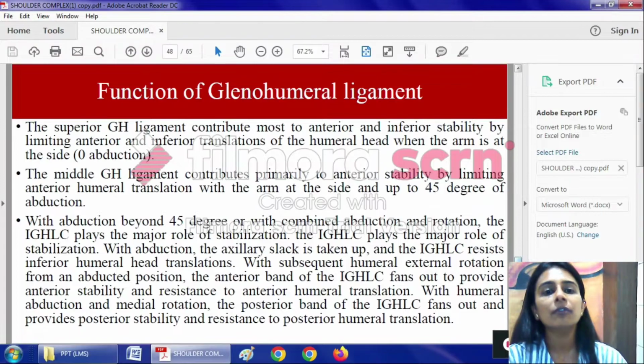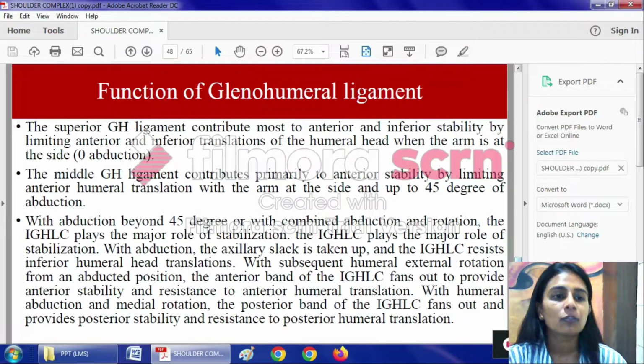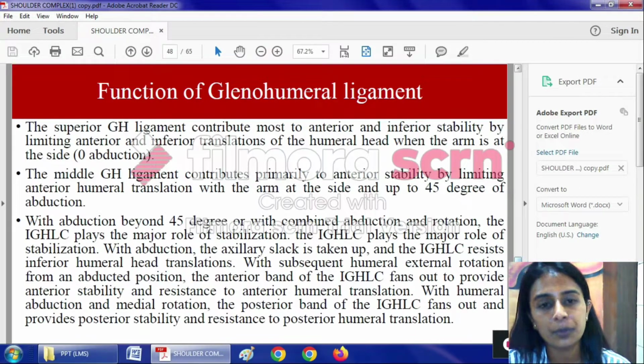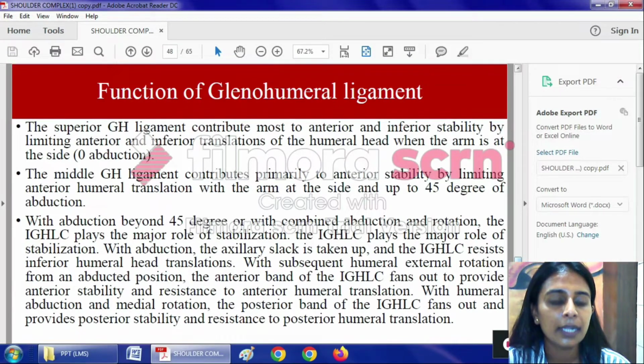Now, function of the glenohumeral ligament. The superior GH ligament contributes most to anterior and inferior stability by limiting anterior and inferior translation of the humeral head when the arm is at the side, at 0-degree abduction. The middle GH ligament contributes primarily to anterior stability by limiting anterior humeral translation with the arm at the side and up to 45-degree of abduction.